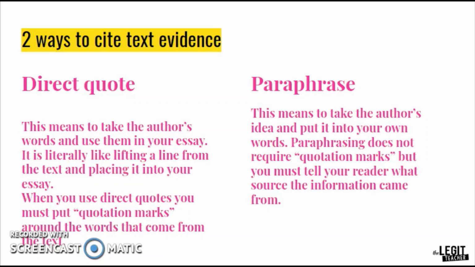The second way to cite text evidence is to paraphrase. This means that you take the author's idea and you put it into your own words. Paraphrasing does not require quotation marks because we are not writing the exact words that the author used. However, you must tell your reader what source the information came from.